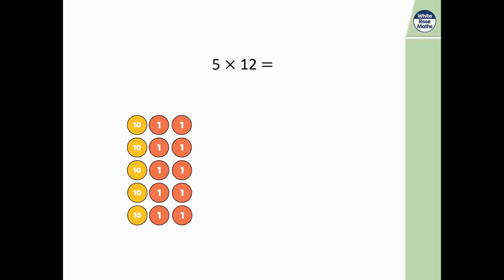So what was 11 times 5 again? Could you remind me? 55. So I'll just write that here. 5 times 11 was 55. So what do you think 5 times 12 will be? 60. Because there's just one 5 missing. So we need to add 5 to the 55, yeah, to get our answer.